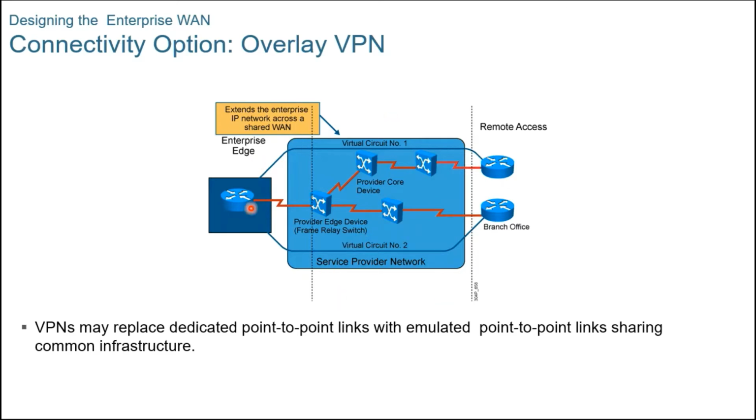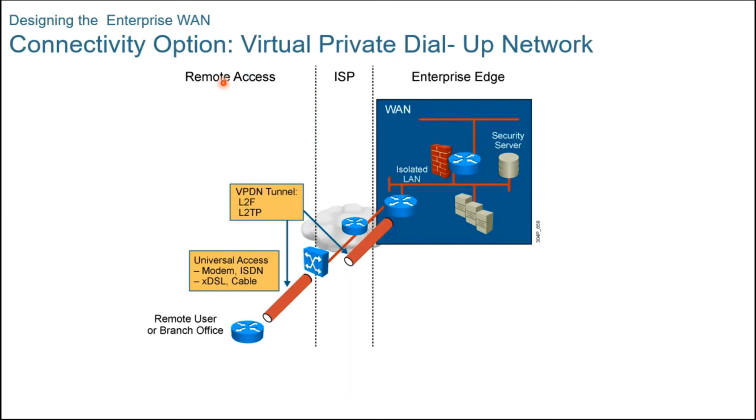So this figure here illustrates an overlay VPN. The router on the left in the Enterprise Edge module has one physical connection to the service provider with two virtual circuits provisioned. You've got virtual circuit 1 and then virtual circuit 2 here. Now VC1 provides connectivity to the router on the top right. Whereas VC2, or virtual circuit 2, here provides connectivity to the branch office router at the bottom right. Next would be the virtual private dial-up network or the VPDNs.